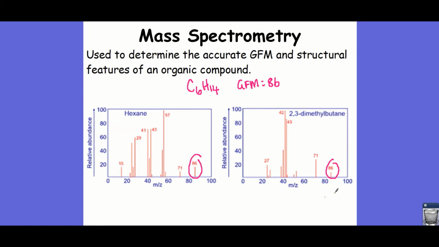So this peak on the right hand side of both of these spectra will tell you the molecular mass of the compound that you put in. But look at the rest of the spectra. Some of it's similar, but some of it is a wee bit different, and this will help to give you an idea of the structure.